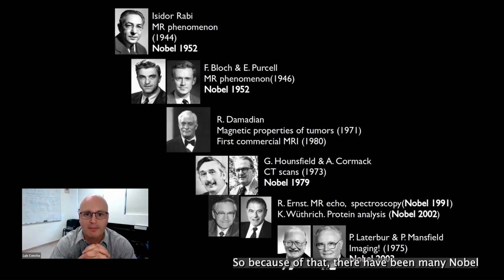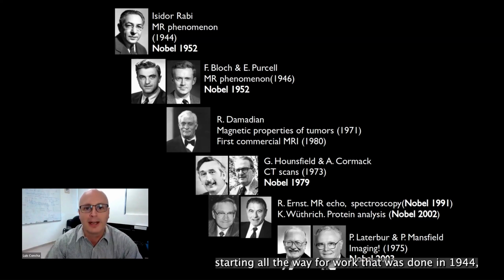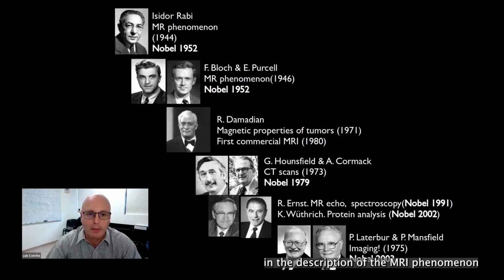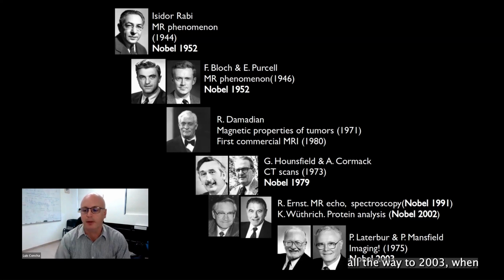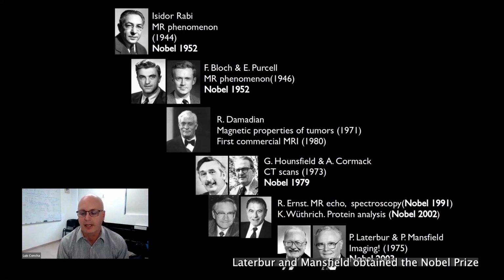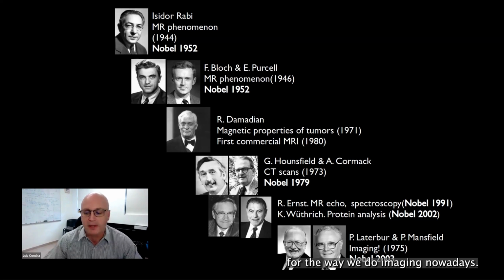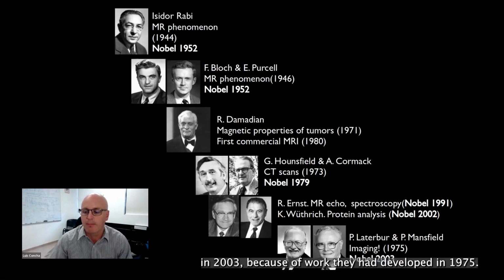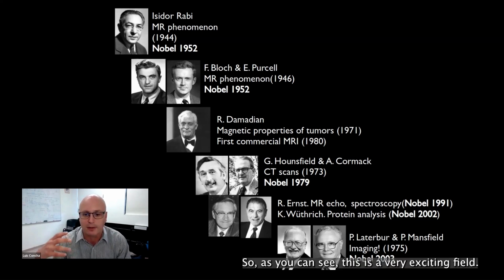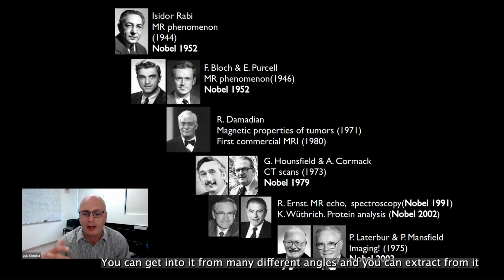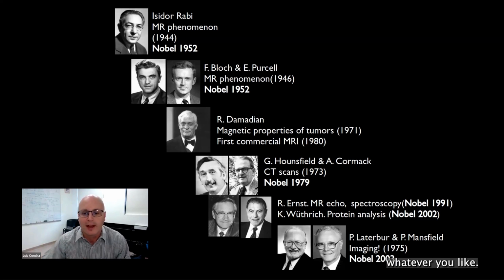So because of that, there have been many Nobel Prizes awarded to people involved in the field of MRI, starting all the way from work that was done in 1944 in the description of the MRI phenomenon, all the way to 2003, when Lauterbur and Mansfield obtained the Nobel Prize for the way we do imaging nowadays, because of work they had developed in 1975. So as you can see, this is a very exciting field. You can get into it from many different angles, and you can extract from it whatever you like. And there's a place for everybody in the field of MRI.